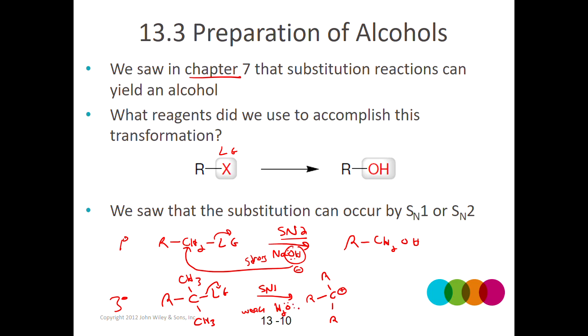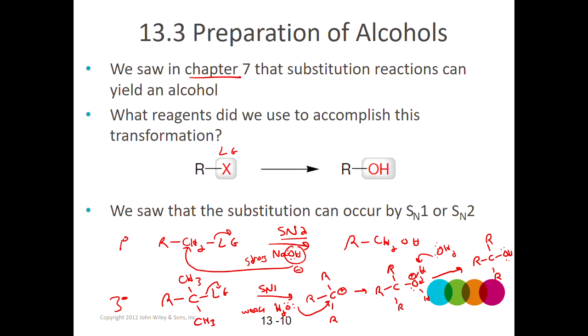The water can then come in and attack the carbocation. And then it still needs to be deprotonated. So another water would pick up a proton and make the alcohol. So that would be how we make a tertiary alcohol.